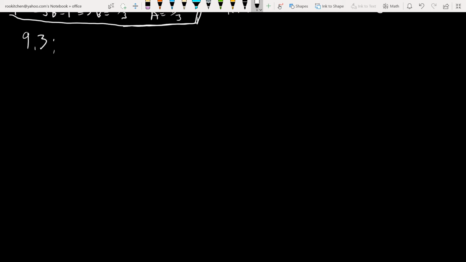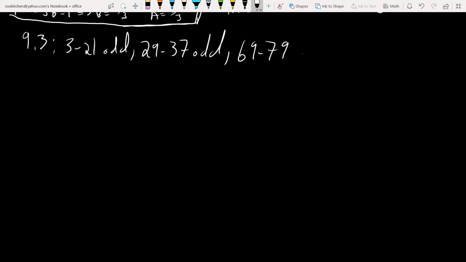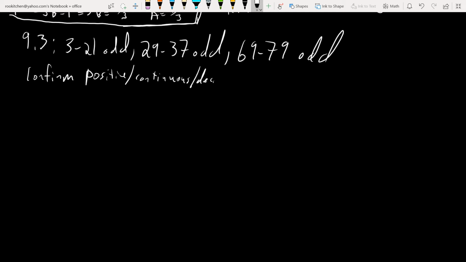Okay, so 9.3 anyways, moving on. 9.3, I'm looking at problems like 3 to 21 odd, and then 29 to 37 odd, and then 69 to 79 odd. And here we want to do the integral test and some p-series stuff. So for the integral test, you kind of have to confirm 3 things, right? It's positive, continuous, and decreasing. And then you can do the integral test.